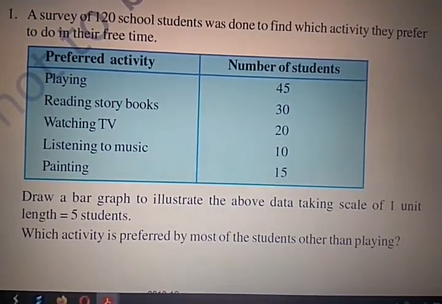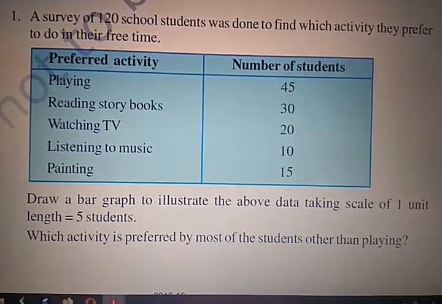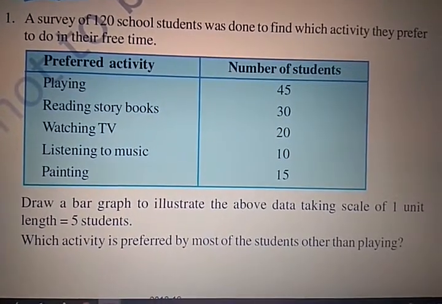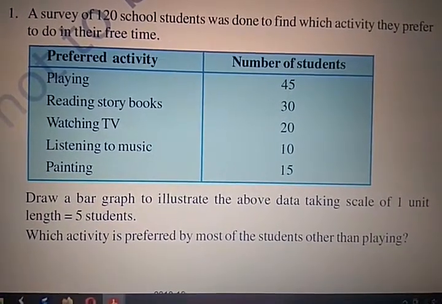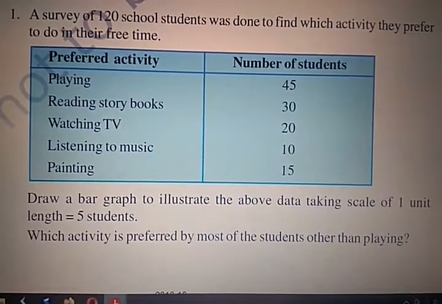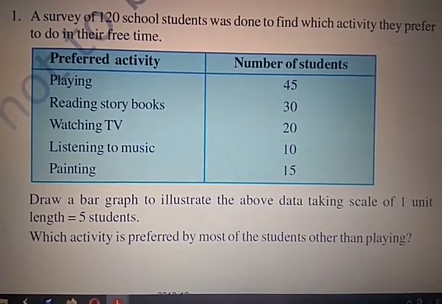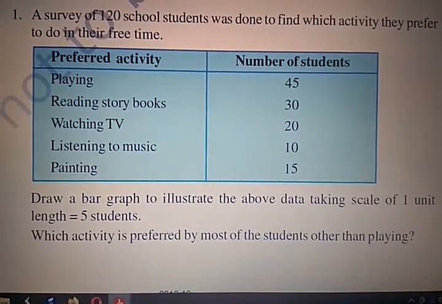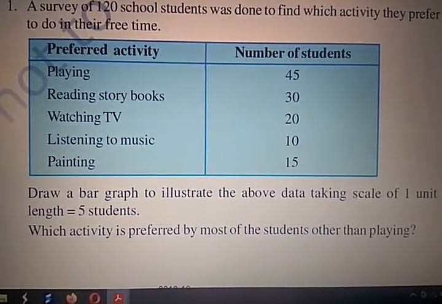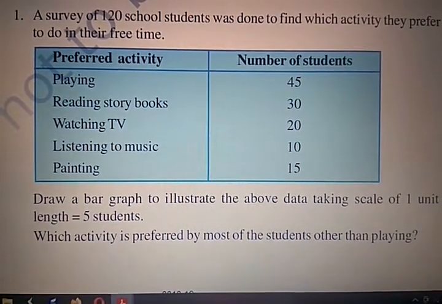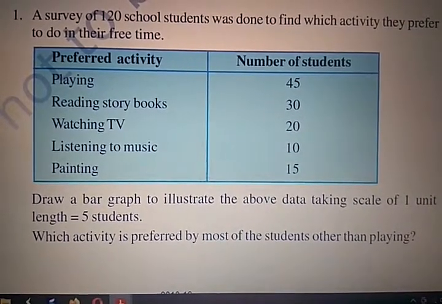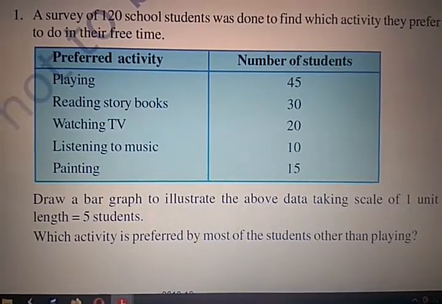And which activity is preferred by most of the students other than playing? So except playing, which activity is preferred by most of the students? Playing has 45 students. Reading storybooks, 30 students. Watching TV, 20. Listening to music, 10. And painting, 15. So from this table we can see that except playing, the maximum students preferred reading a storybook, that is 30, because 30 is the maximum one.